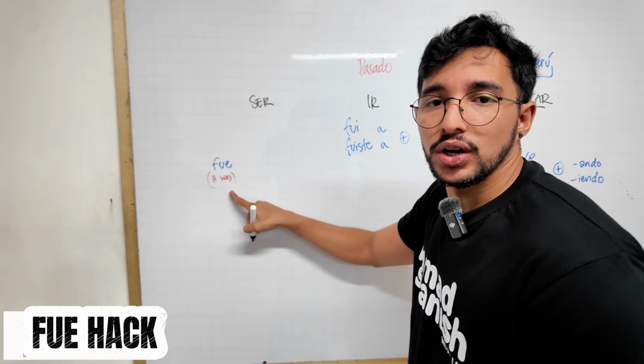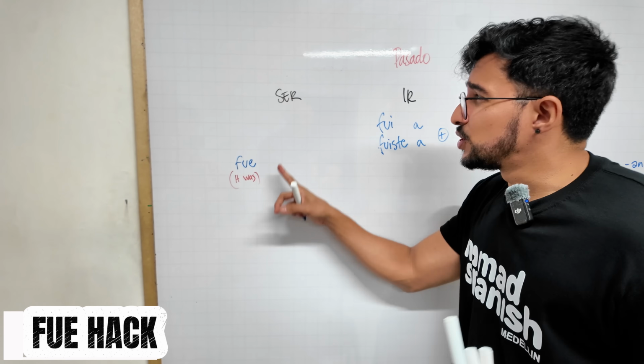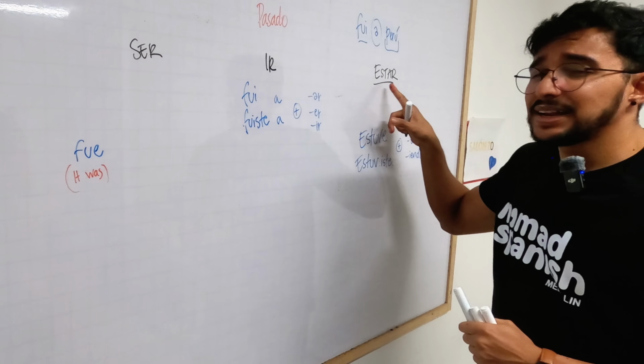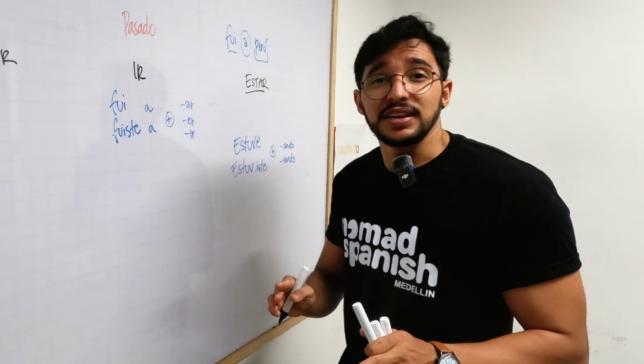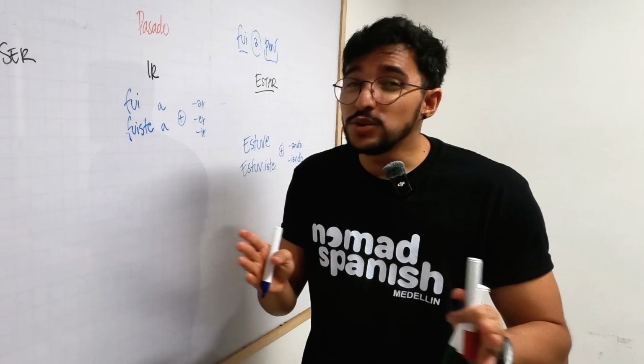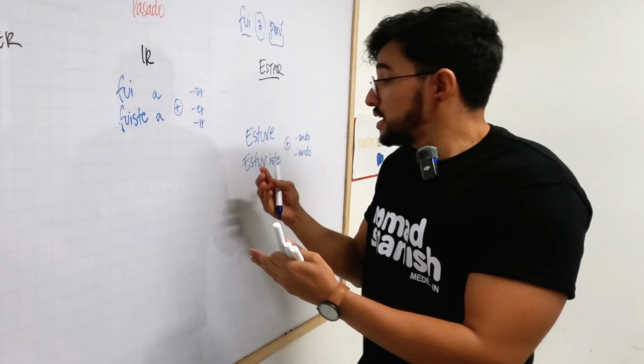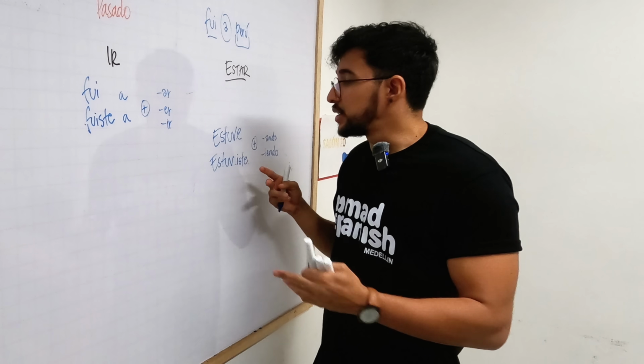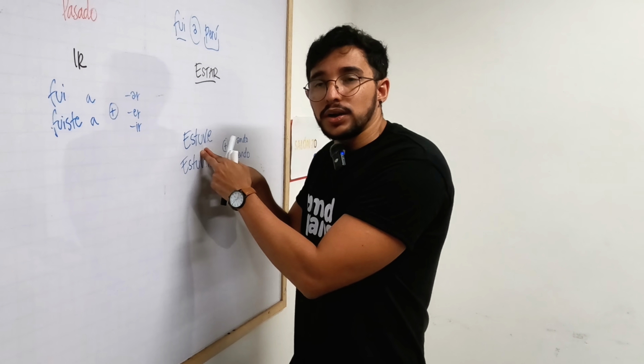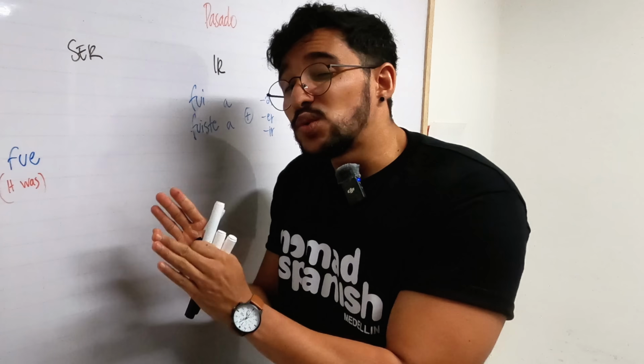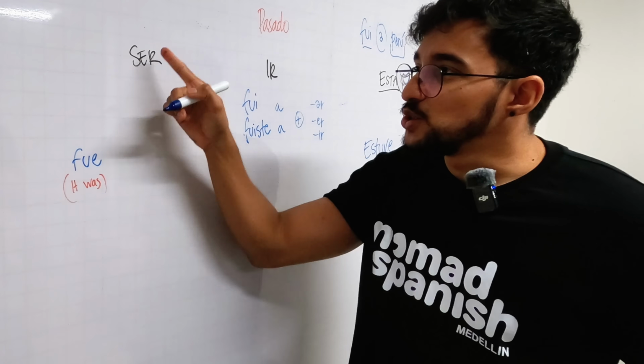Fue means it was. And don't get confused here because remember, ser and estar, they are the same verb, to be, but we use them in different contexts. When I'm saying I was doing something, I'm gonna use the estar one. But when I say it was important to do something, I'm gonna use ser.